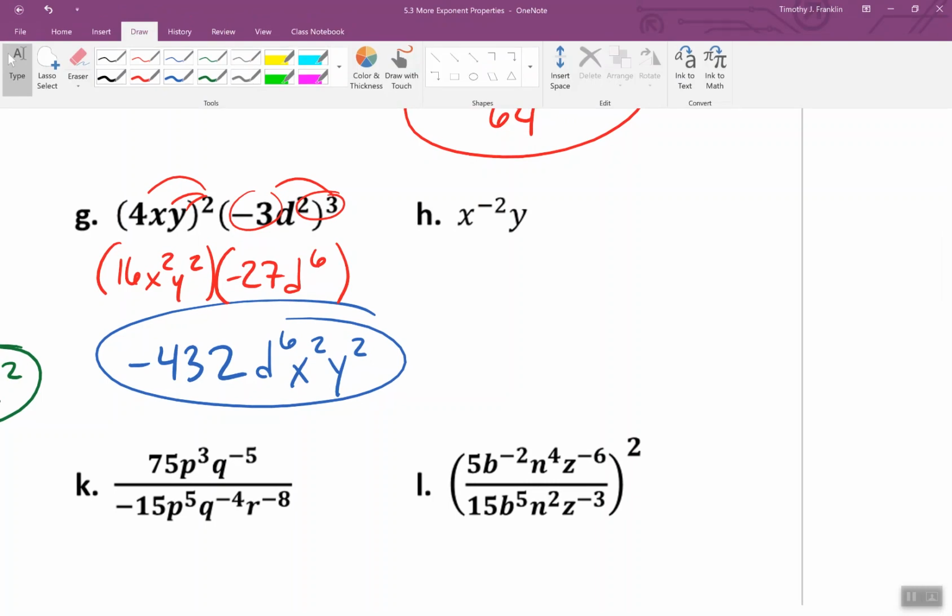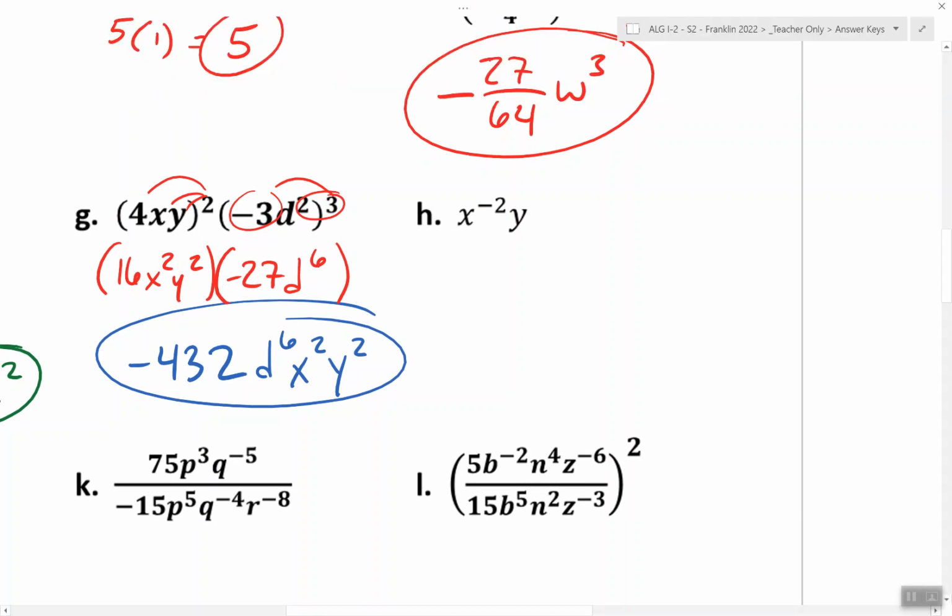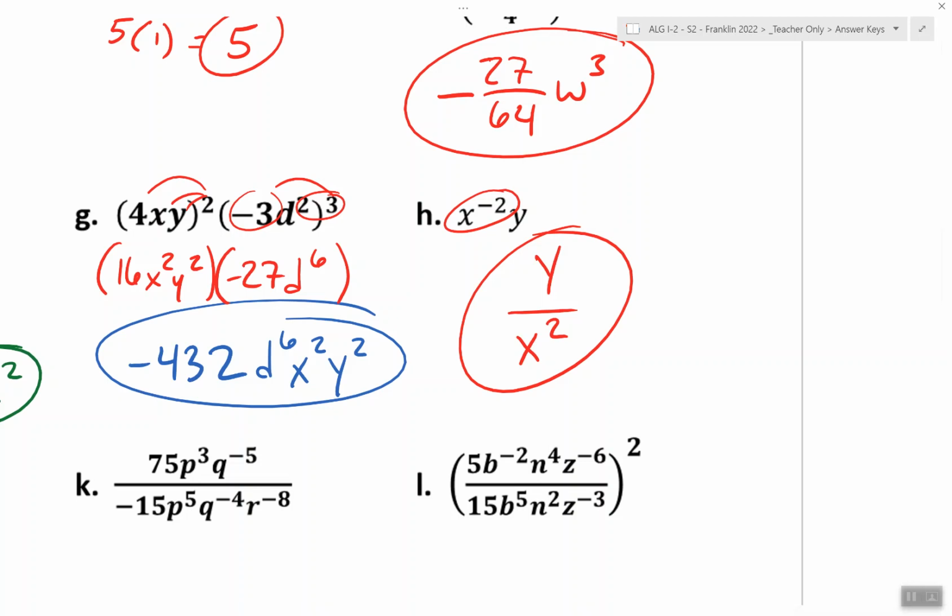All right, example H. Here we have a negative exponent. So that means that this x is in the wrong spot. We need to move it to the other side of a fraction bar there. So it's indicating a reciprocal. So y though, y is going to stay on top. X squared is going to move to the bottom. And that's as simple as it can get. Can't reduce that or simplify anything else. So that is the answer there.